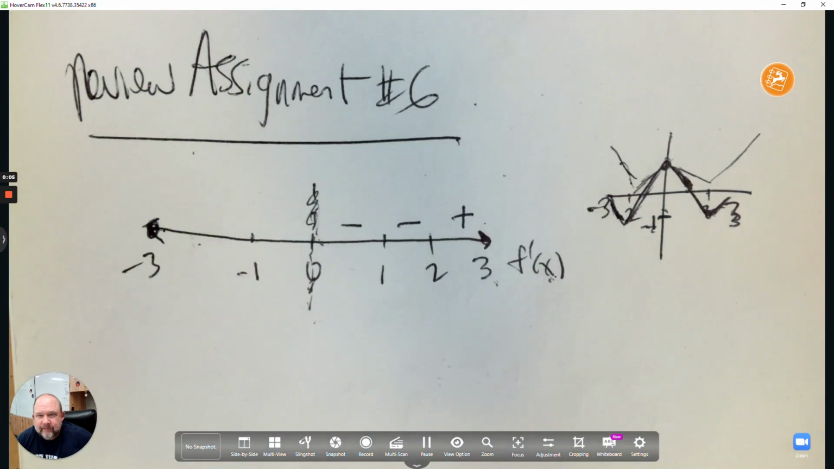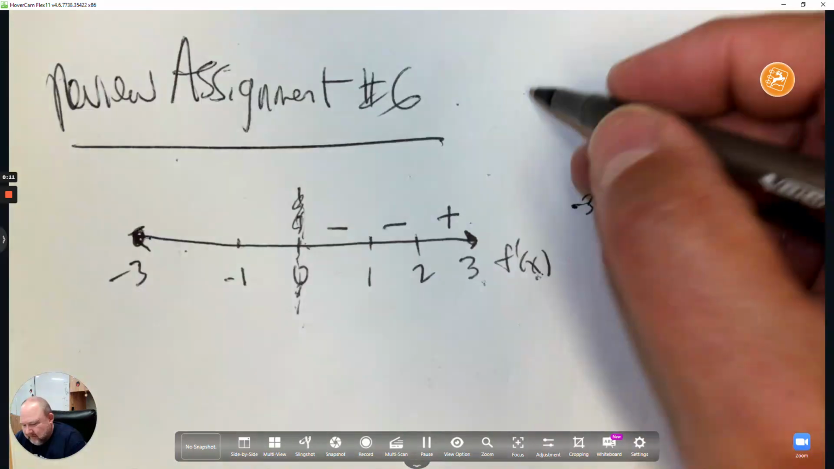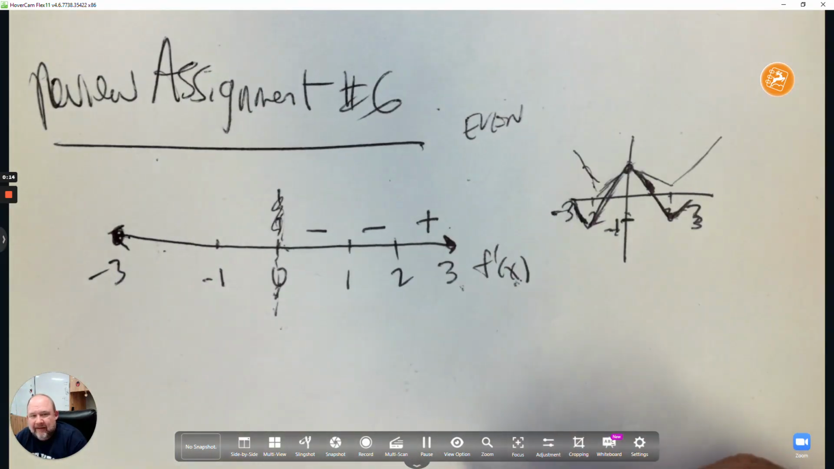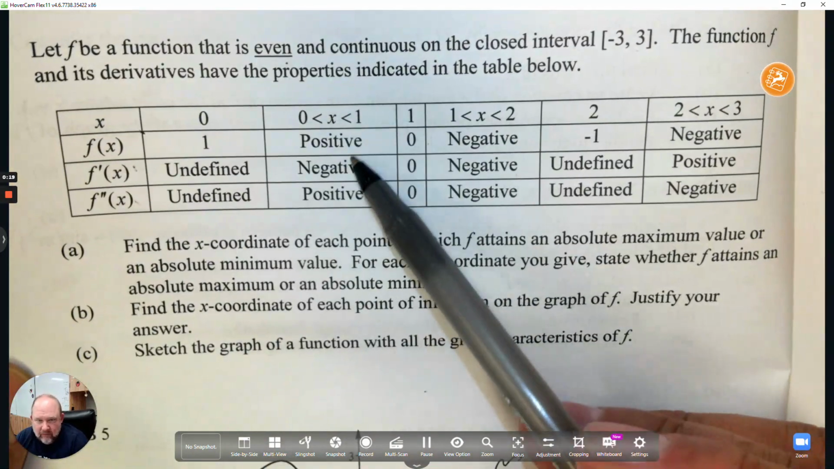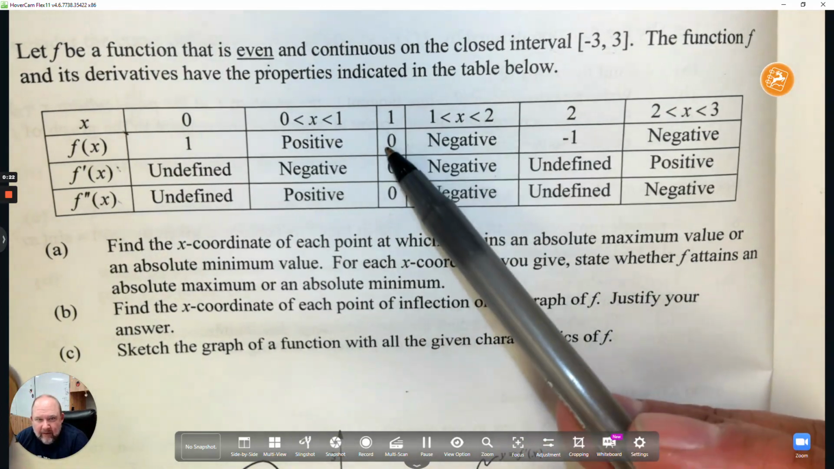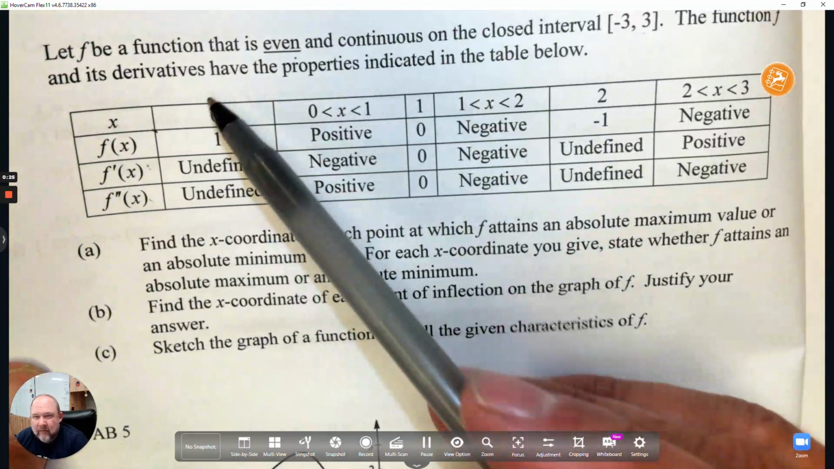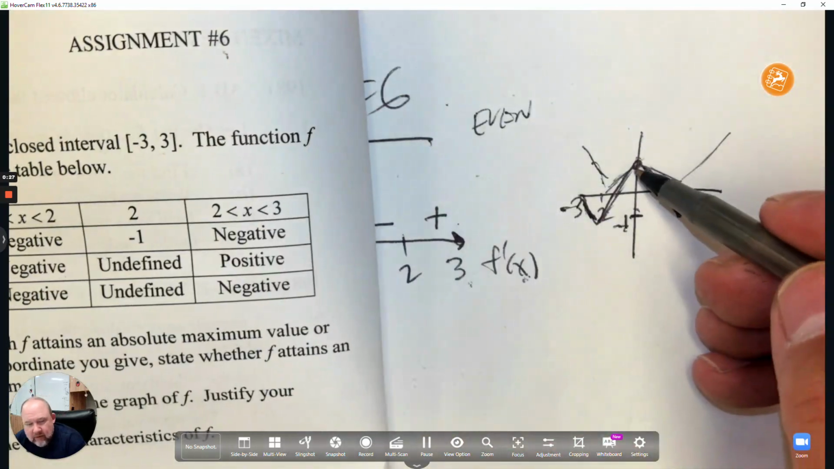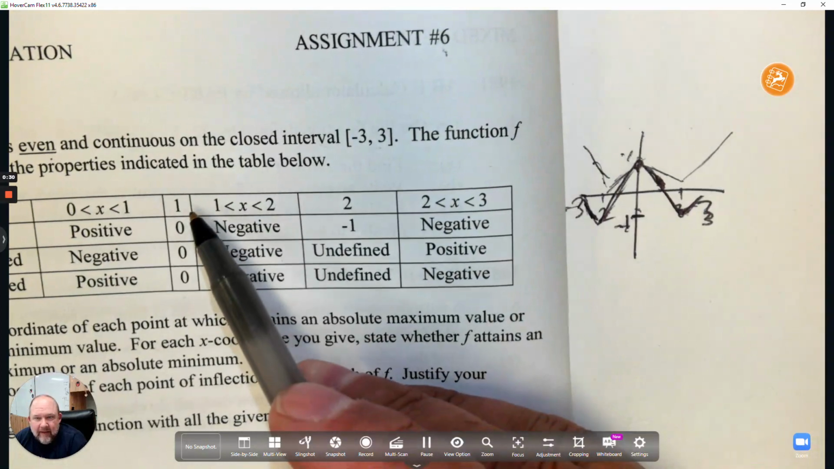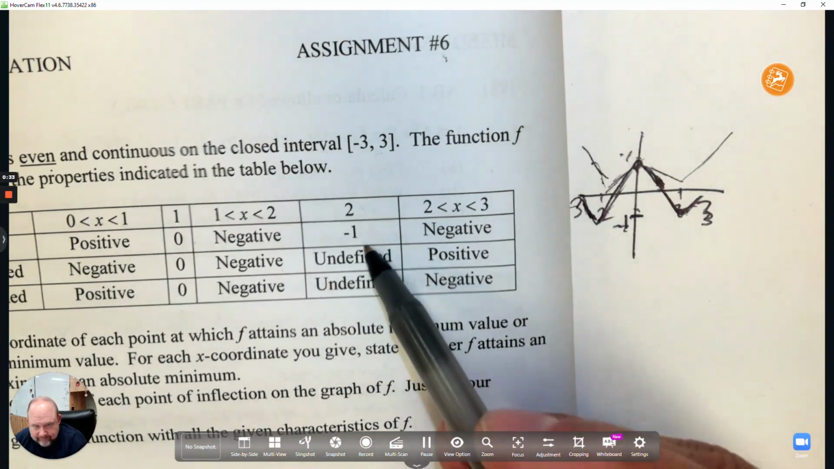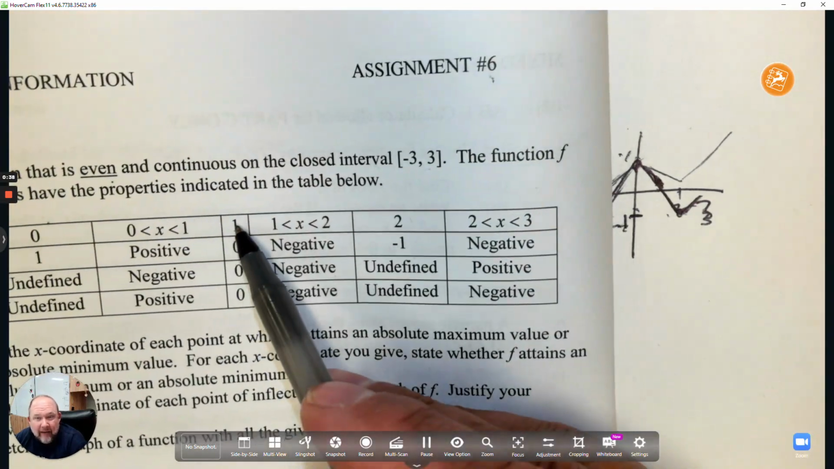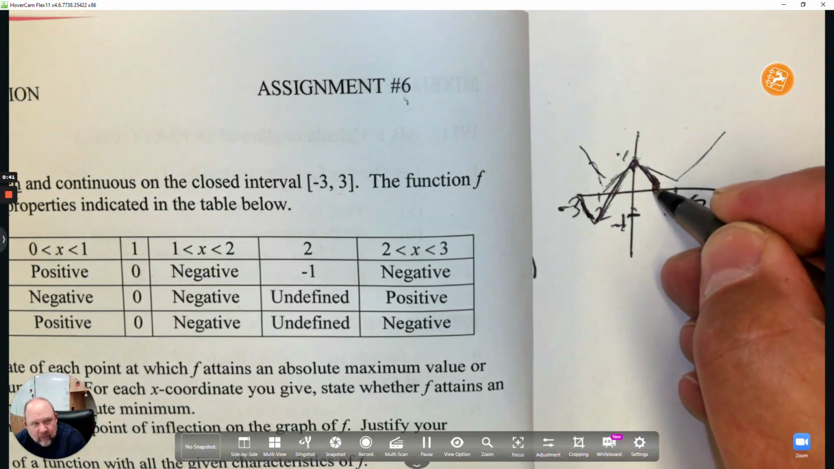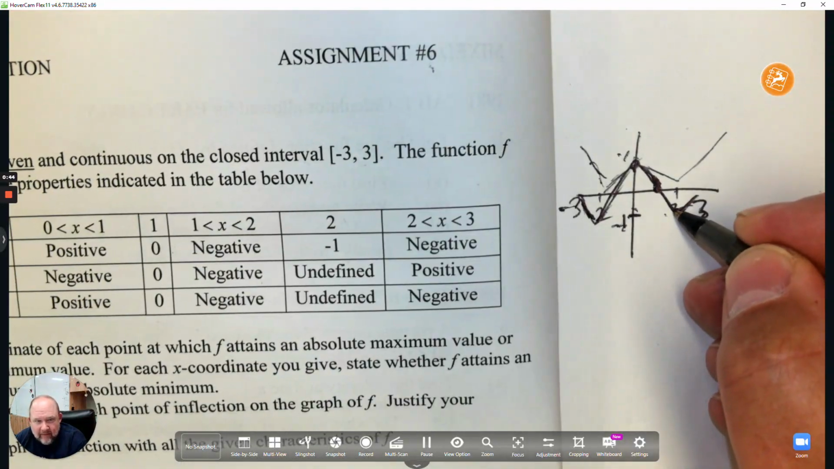There we go. So for assignment number 6, you're given a table. It's a little confusing. I'm going to help you through it. So it's an even function. I sketched it over here to the right. I started with the beginning part: when x is 0, the answer is 1. So here we are here. And then when it's at 2, it's -1. And notice, at 1 the answer is 0. So right here the answer is 0. And then at 2 it goes down to -1.